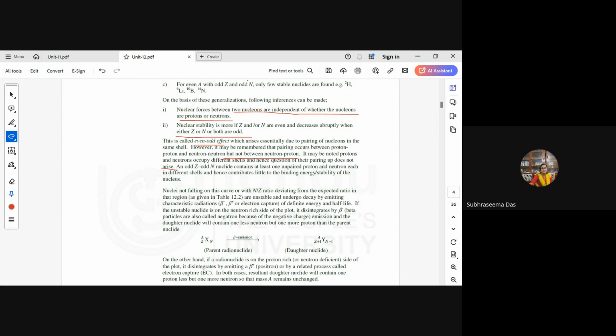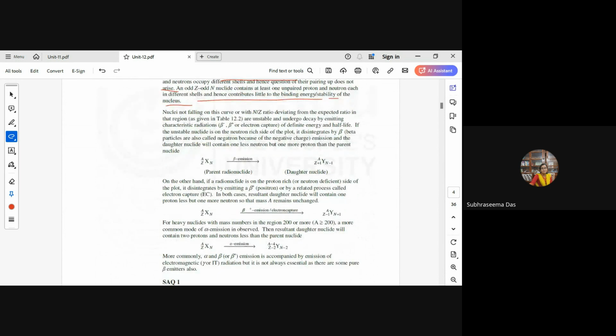Now, an odd Z and odd N nuclide contains at least one unpaired proton and a neutron, each in different shells, and they contribute little to the binding stability of the nucleus. Now, the nuclei not falling on this curve, or with the N by Z ratio deviating from the expected ratio, are very unstable, and they undergo decay by emitting characteristic radiations like beta minus, beta plus, or they capture an electron, of definite energy and half-life.